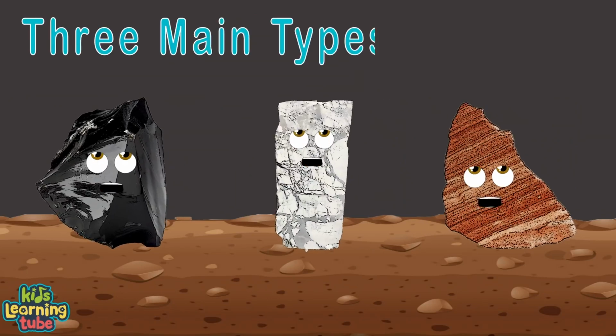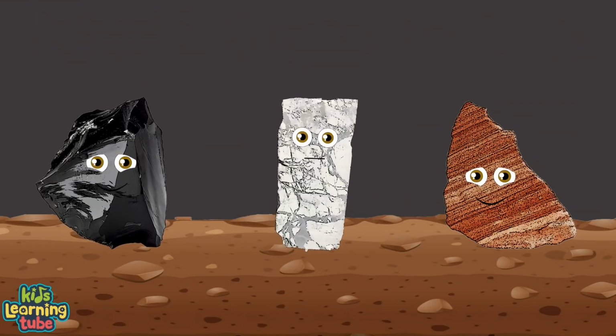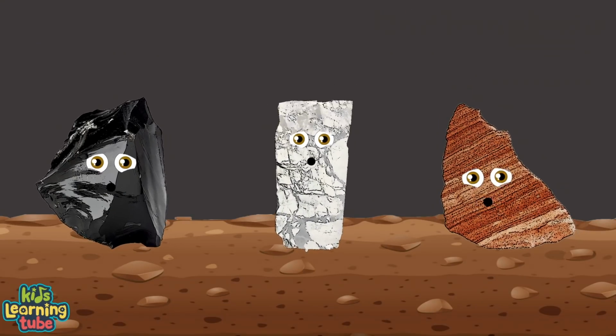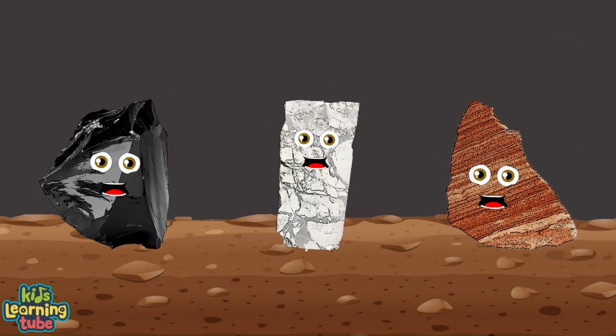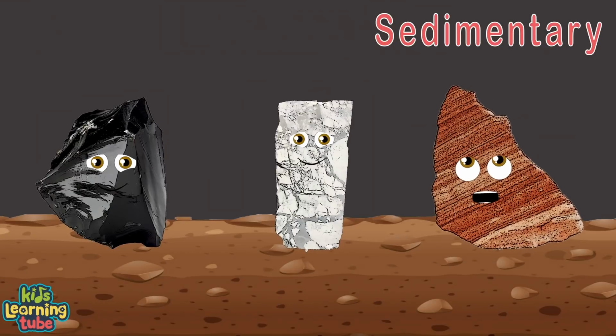There are 3 kinds of rocks on Earth you will see: igneous, metamorphic, and sedimentary. Our world is full of these rocks, on land and in the sea. Igneous, metamorphic, and sedimentary.